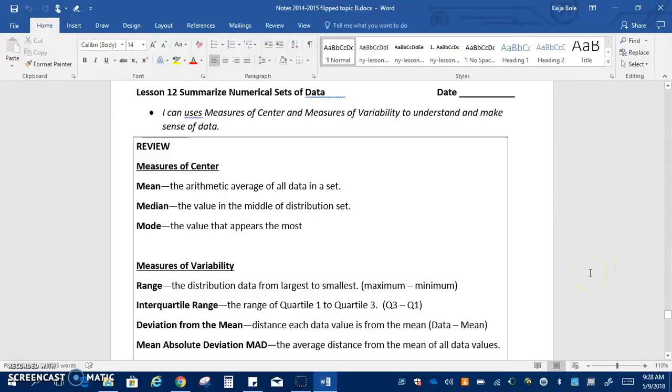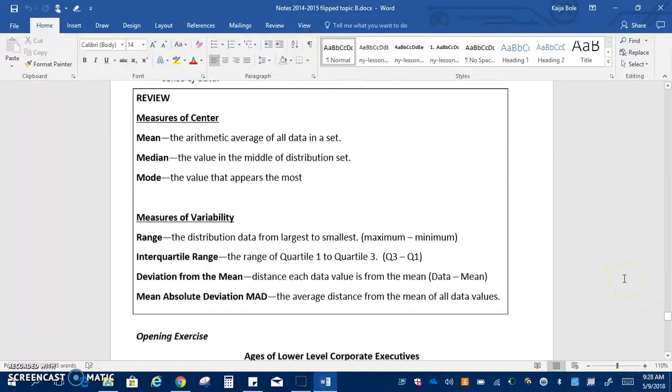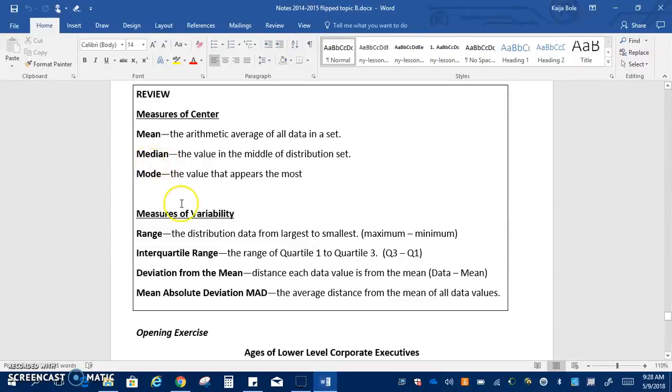Alrighty, so here we are on Lesson 12, Summarize Numerical Sets of Data. This is the last of the statistics package, and that means we're going to use everything that we've done in these last two topics. If you look in the box, it gives you all of the definitions for mean, median, mode, range, interquartile range, deviation from the mean, and the mean absolute deviation. We're going to use all of those to describe and organize sets of data.